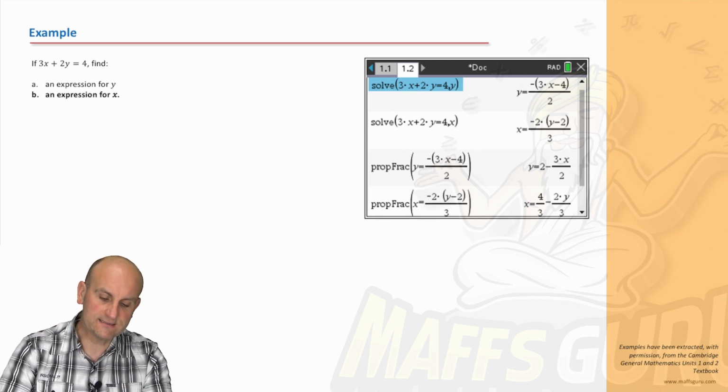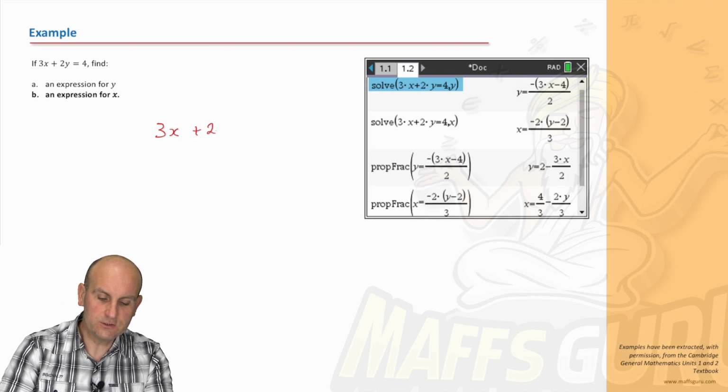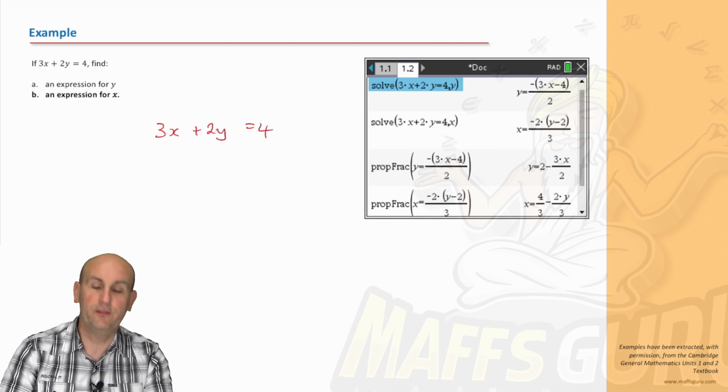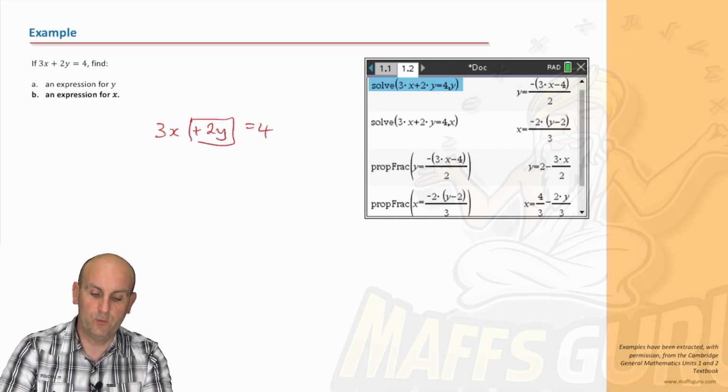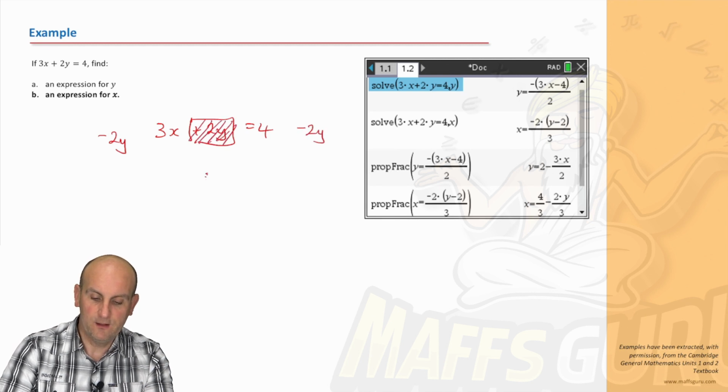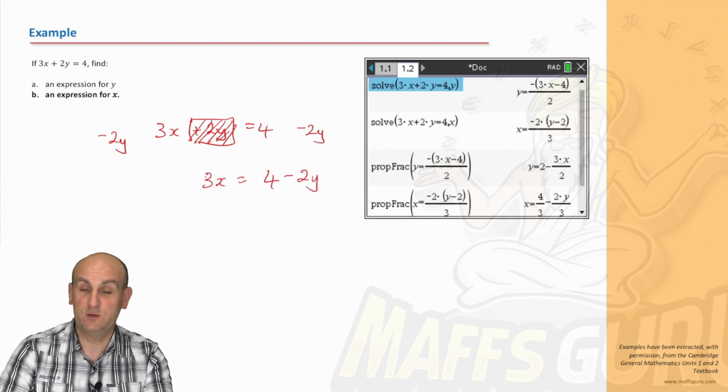When I solve for x, 3x plus 2y is equal to 4. All right, the 3 and the x are stuck together. Leave them alone. I want to get rid of that plus 2y, so I'm going to subtract 2y from both sides. Bye-bye. Sayonara. 3x is equal to 4 minus 2y. What's between the 3 and the x? Kissy, kissy. So we've got 3 times x is equal to 4 minus 2y.